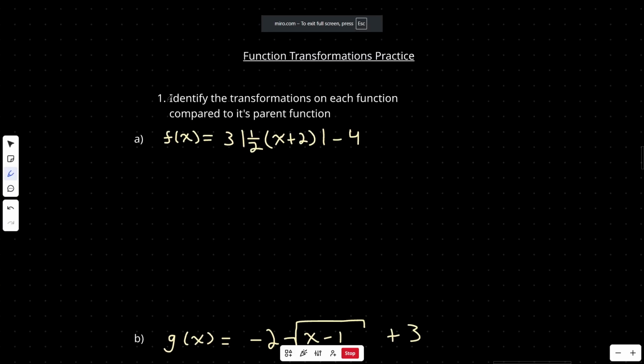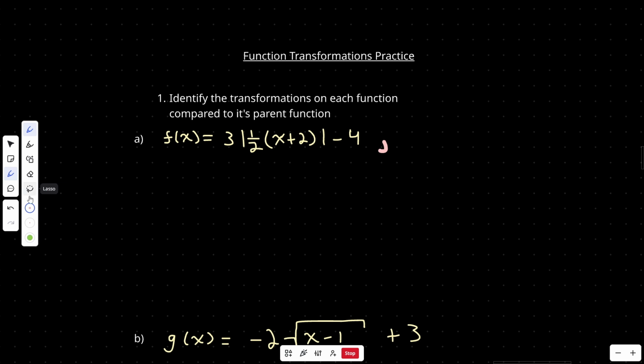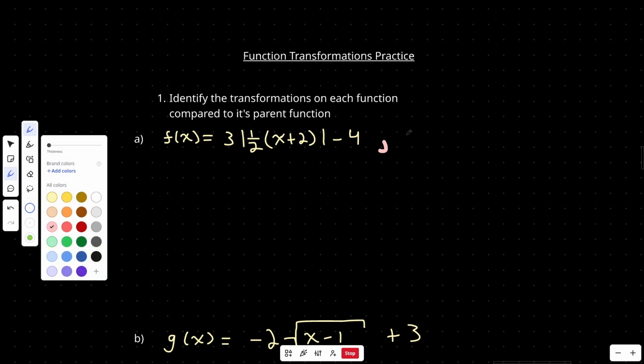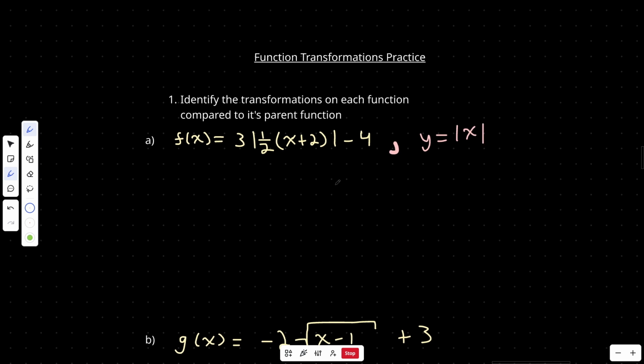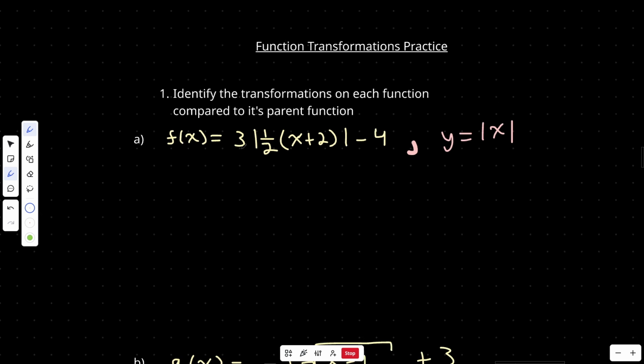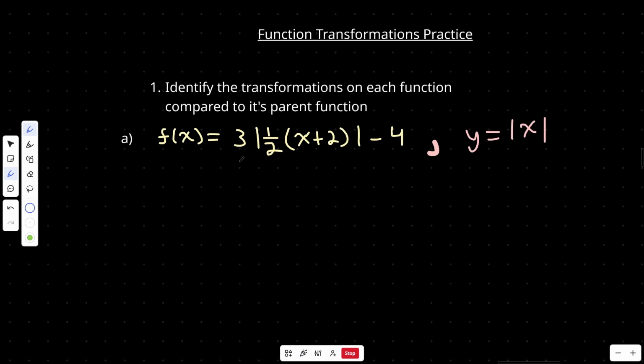So the first question states, identify the transformations on each function compared to its parent function. All right, so firstly, it's probably important just to identify the parent function. The parent function is y is equal to absolute value of x. And now we'll start by doing some transformations. So let's identify the vertical stretch for now. What I'm seeing here is this is the vertical stretch. So let's just write it down.